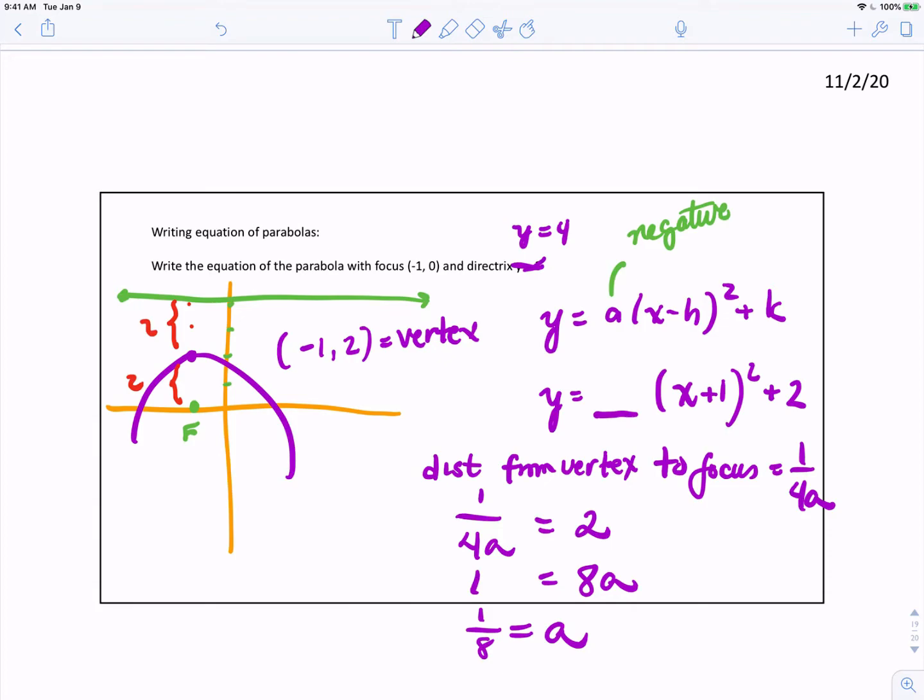And when I fill it into this equation, I remember my note that a needs to be negative since the parabola is oriented downward. And so our equation would be y is equal to -1/8 (x plus 1) squared plus 2.